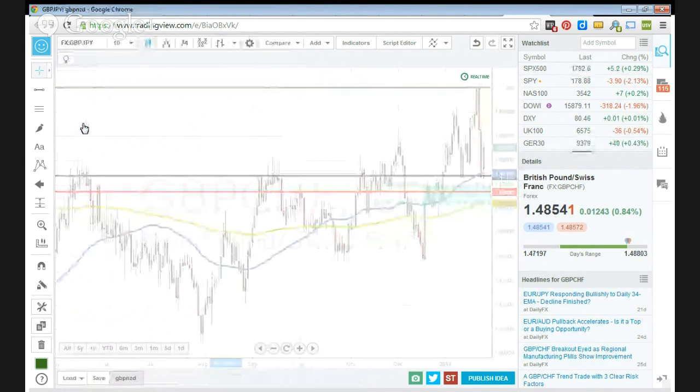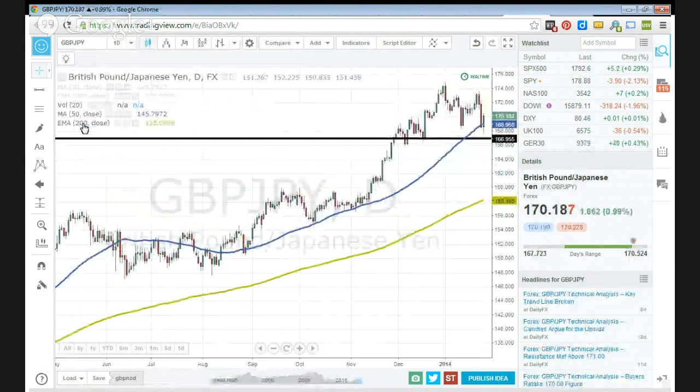Pound yen. And nothing with pound yen just yet. Would like for it to fall a little more. But nothing at this time.